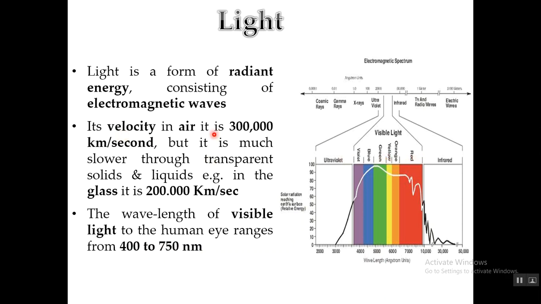The velocity of the light in the air is about 300,000 kilometers per second, or we can say 300 million meters per second. But it is much slower in other transparent media, like liquids and glasses, about 200,000 kilometers per second, or 200 million meters per second. This is the speed of the light in the air and other media.